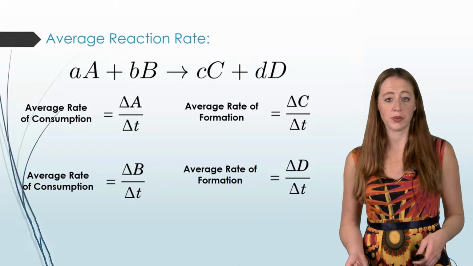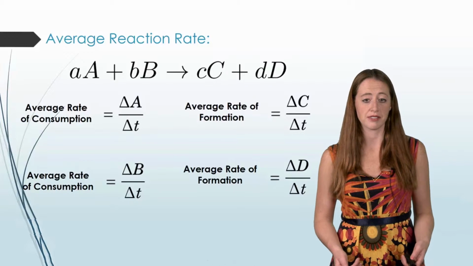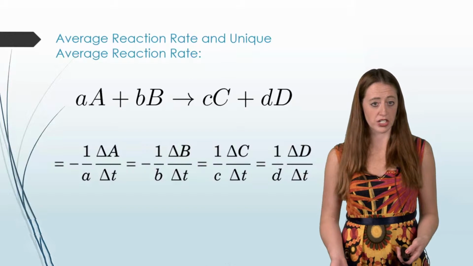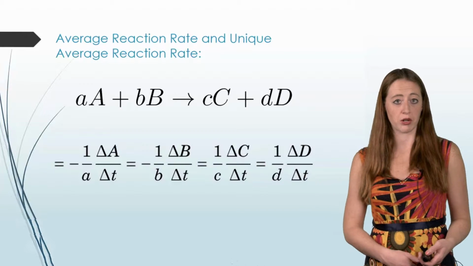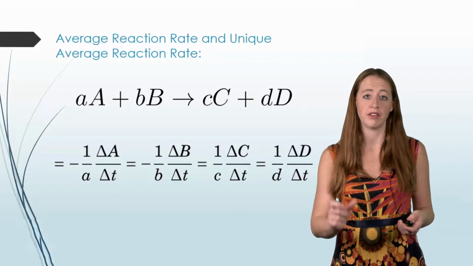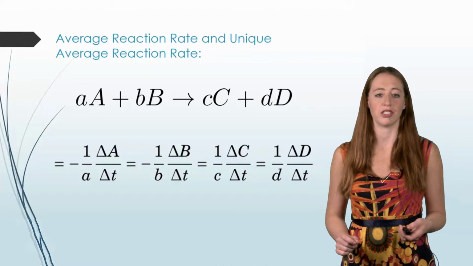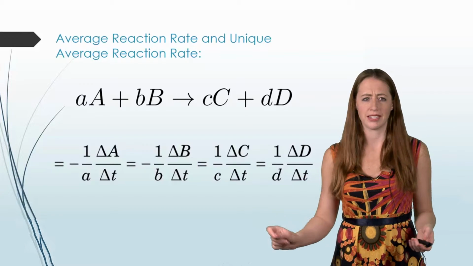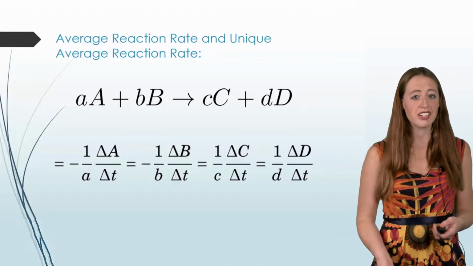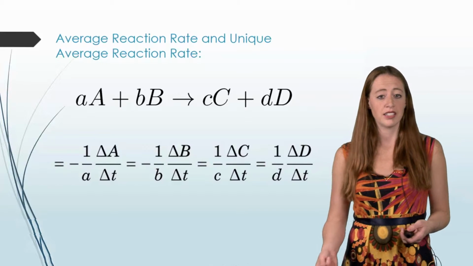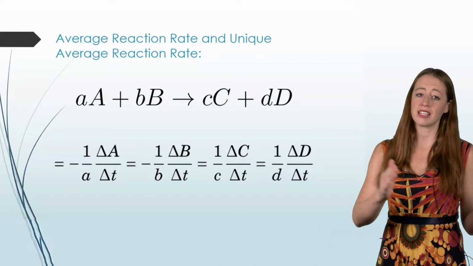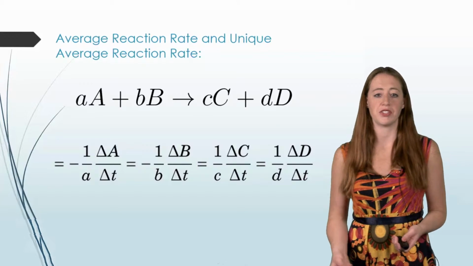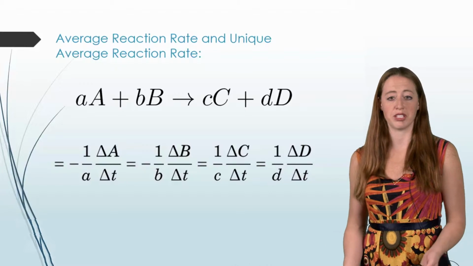So what we can do is normalize these based on the coefficients and divide the concentration over time by the stoichiometric coefficient, or the coefficient that is in front of the species in the balanced chemical equation. Now, these should all be the same. If not, something else is going wrong. So the formation of C and D, when divided by their coefficients, should be the same as the consumption of A and B, when divided by their coefficients. And so we call this the unique average reaction rate, and it is a useful term to have.